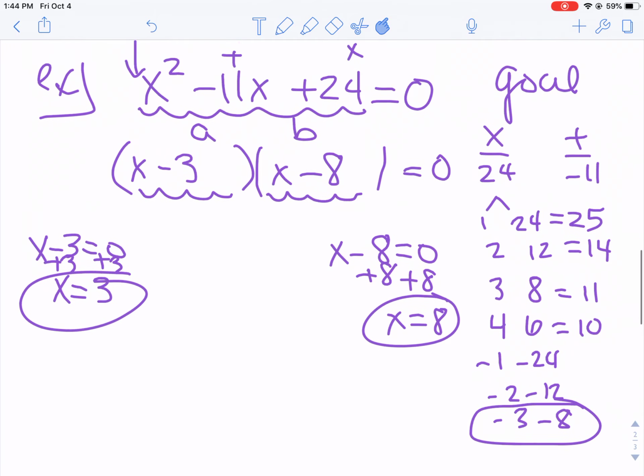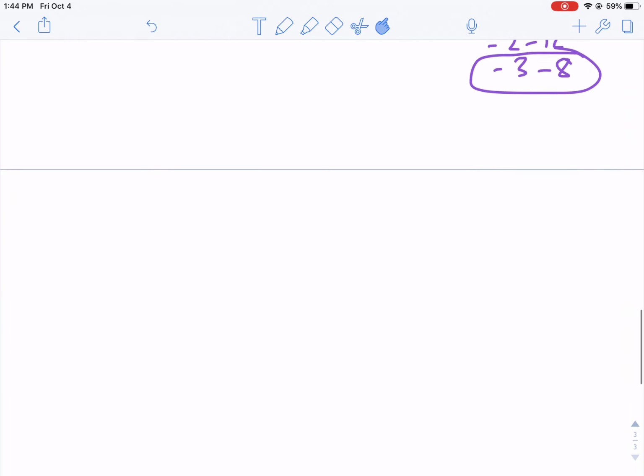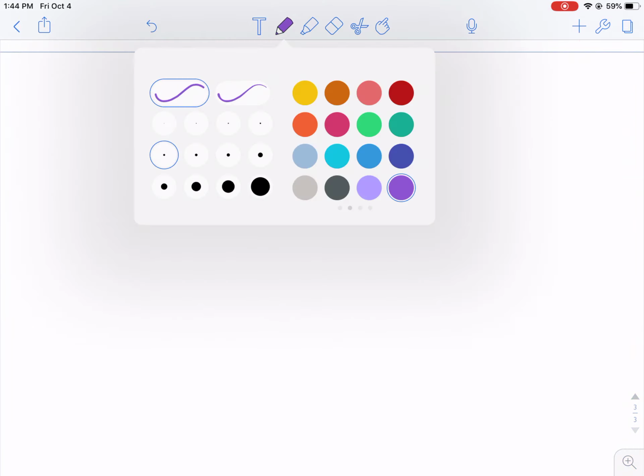So remember I said factor. So we factored here. Set your factors equal to 0, and then solve. And that's all we're doing today. Okay, so let's try another one. We've got 7r squared minus 14r plus 7 equals 0.